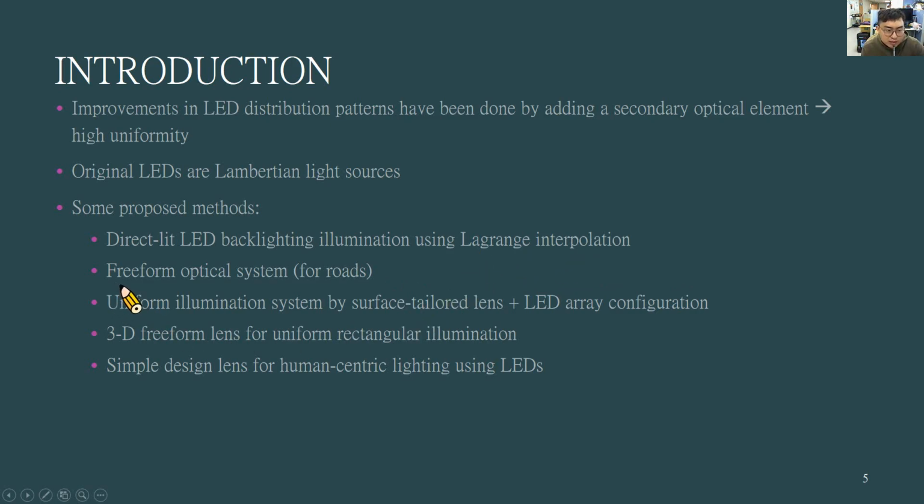The second one is the freeform optical system, which is usually applicable for roads such as freeways. The third one is a uniform illumination system using a surface-tailored lens with the help of an LED array configuration. So we need to find the correct configuration for the LED array, which is pretty time consuming, I guess. The fourth one is an improvement of the second one, a 3-dimensional freeform lens, usually to obtain uniform rectangular illumination. And the fifth one uses a simple lens design for human-centric lighting using LEDs.